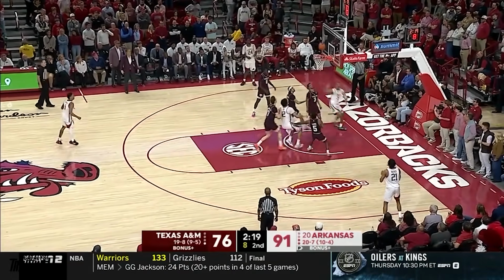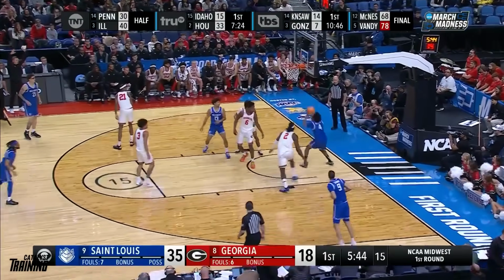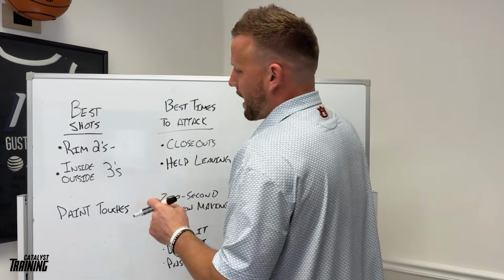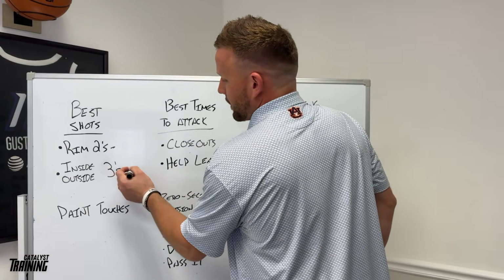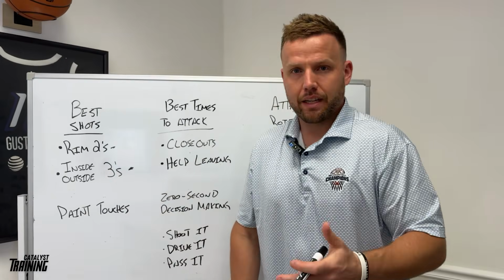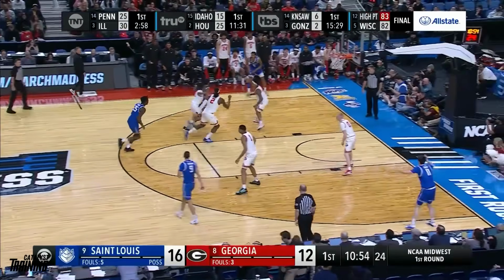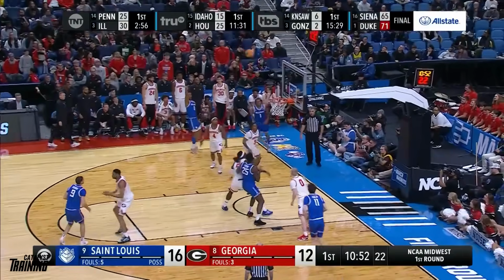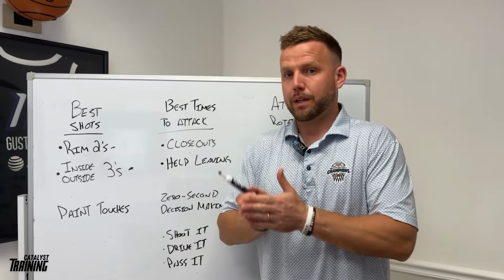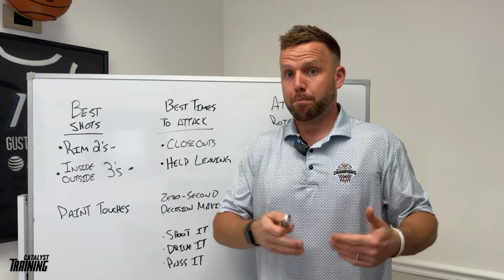We want to be able to attack the paint. Obviously, layups are a pretty easy shot. We want to be able to get as many of those as possible. Now, the second best shot is an inside-outside three. So what we mean by that is that we're getting a paint touch and the ball is getting kicked to a shooter. So there's a difference between inside-outside threes and perimeter pass threes.